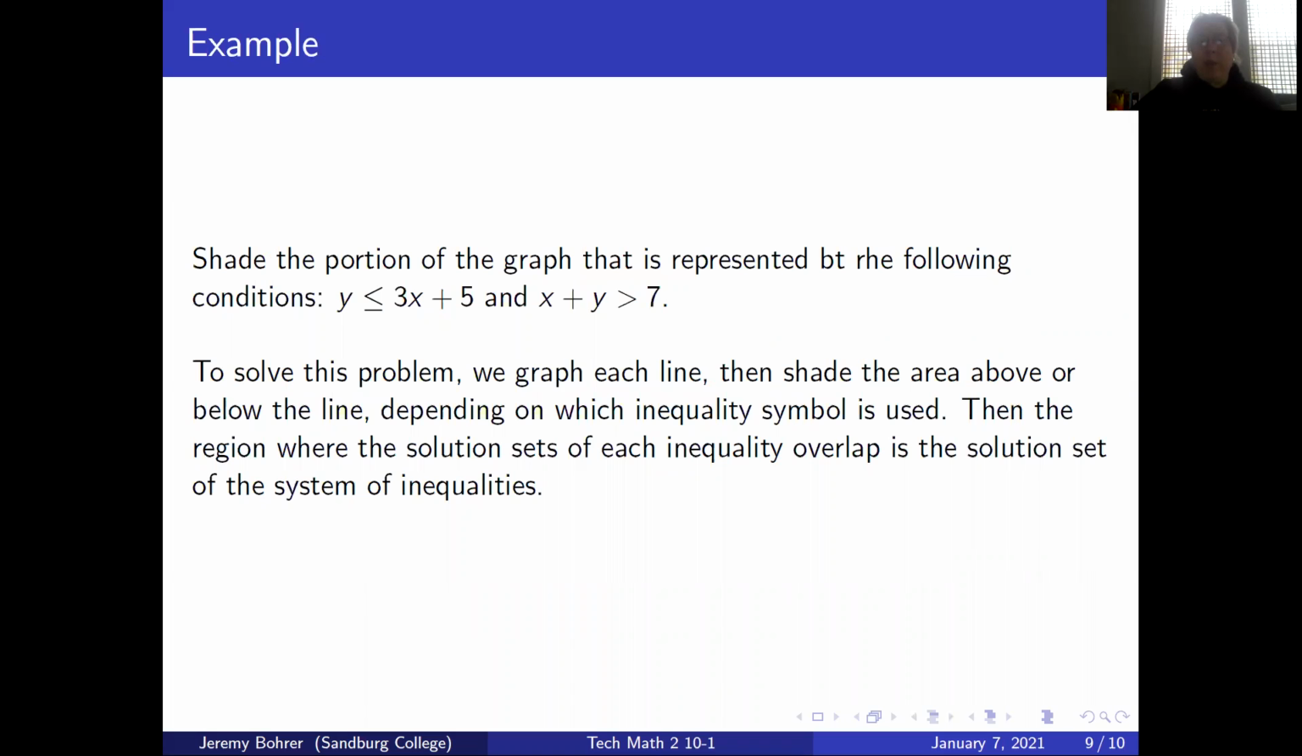So for example, shade the portion of the graph that is represented by the following conditions. y is less than or equal to 3x plus 5, and x plus y is greater than 7. To solve this problem, we graph each line, then shade the area above or below the line, depending on which inequality symbol is used. Then the region where the solution sets of each inequality overlap is the solution set of the system of inequalities. And here's that solution.